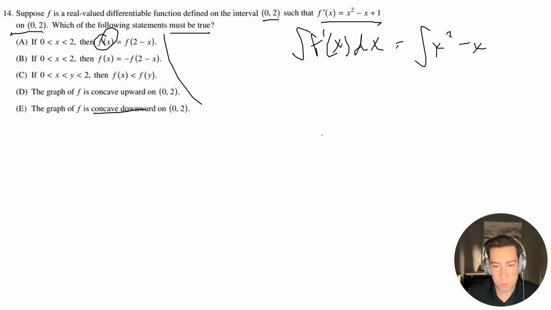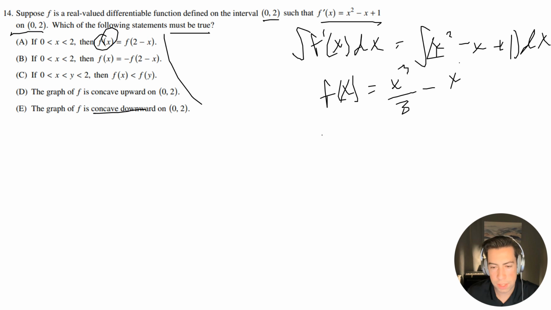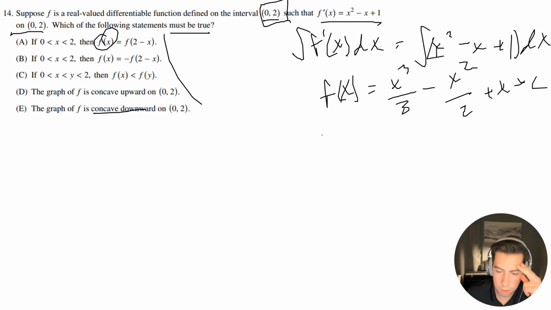If I do that really quickly, I get f of x equals x cubed divided by 3 minus x squared over 2 plus x plus c, and it is defined on this interval [0, 2]. Are the edges included? Yeah, they should be. If I set y equal to 2 and x equal to 0, because they give me those two values, I will have that 2 equals c. So that's going to be my c value.